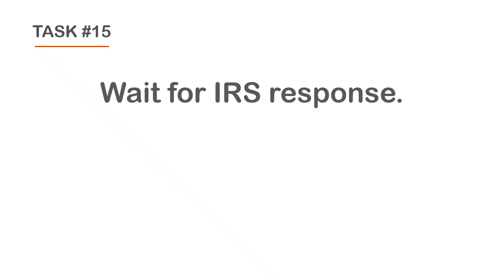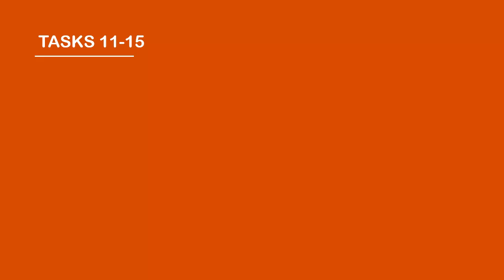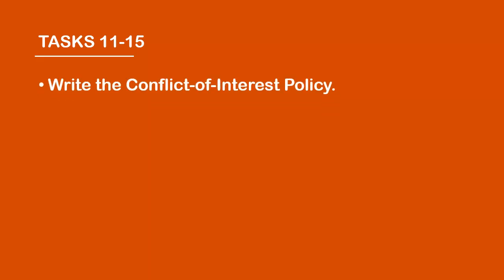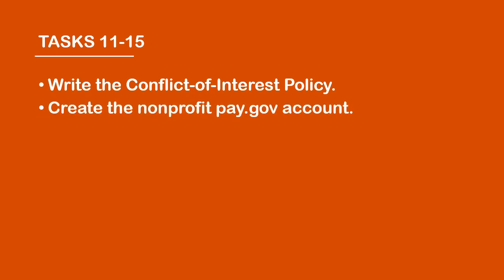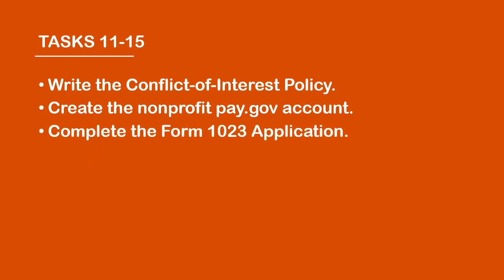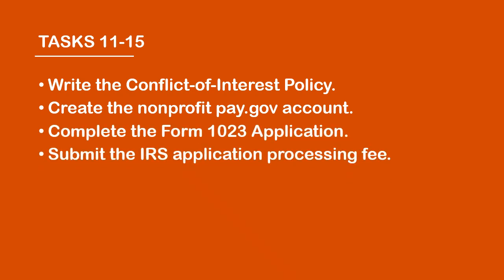So let's review the last 5 tasks, tasks 11 through 15. 11, write the conflict of interest policy. 12, create the nonprofit pay.gov account. 13, complete the Form 1023 application. 14, submit the IRS application processing fee.